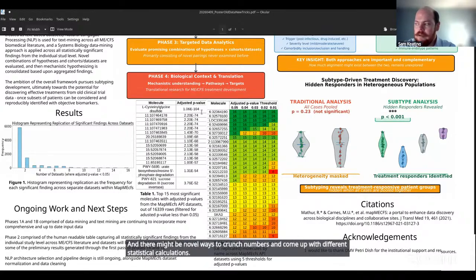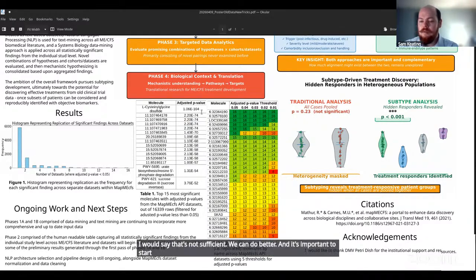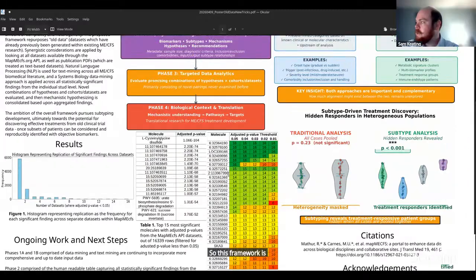There might be novel ways to crunch the numbers and come up with different statistical calculations. But we need to make sure we don't get stuck in theoretical land. That vertical trajectory, that vertical momentum, the ski line trajectory of building on top of prior work without any awareness of whether you're approaching reality. I would say that's not sufficient. We can do better, and it's important to start the dialogue between professionals of how we do better. So this framework is sort of my approach towards that.